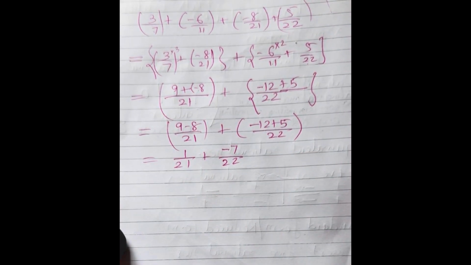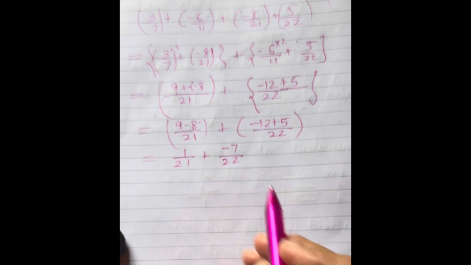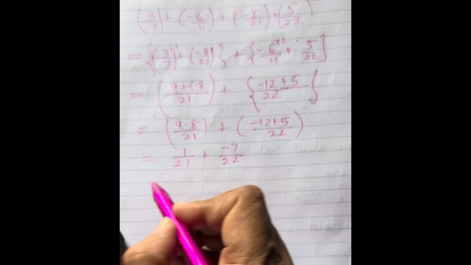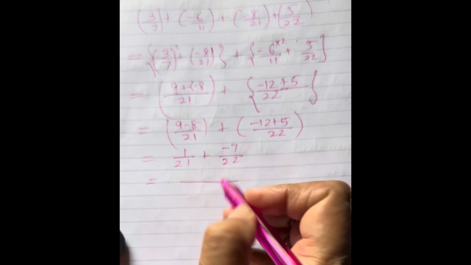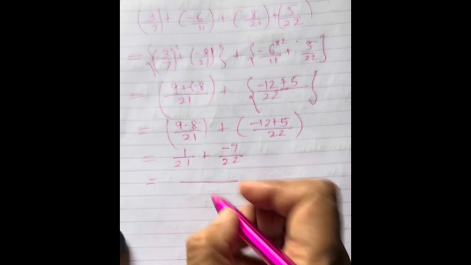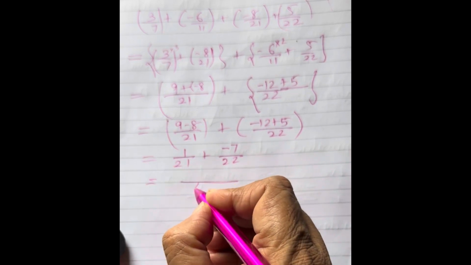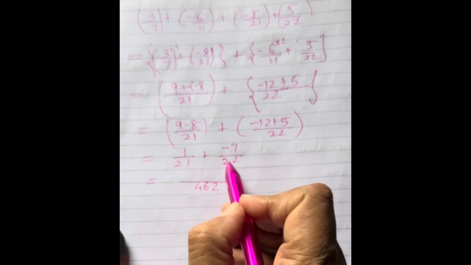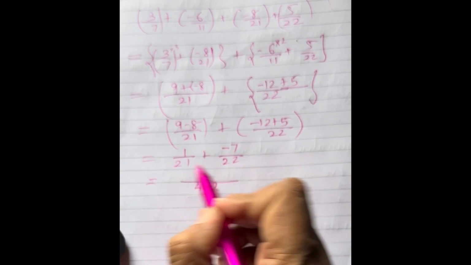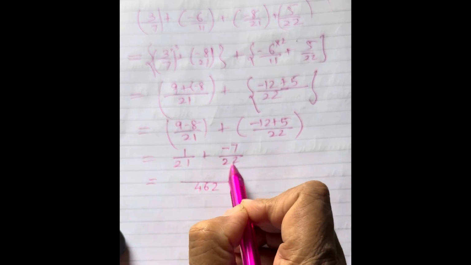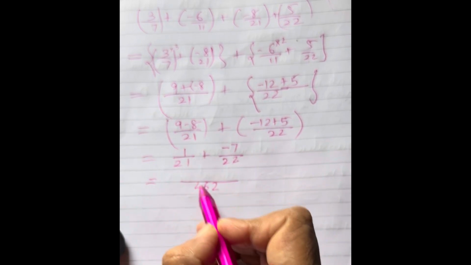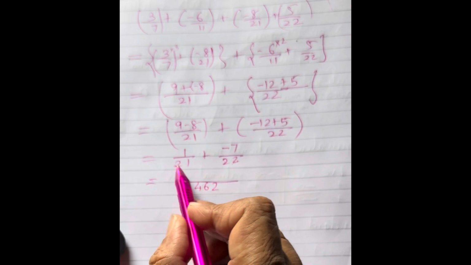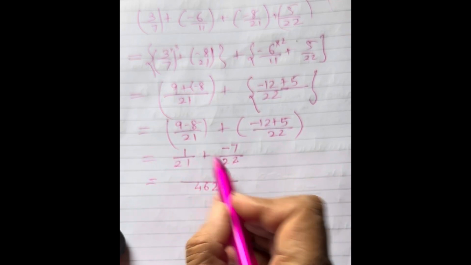Okay. Now you need to just find out the LCM of 21 and 22. Now they do not have any common factor, so their product will be their LCM. So 21 into 22 gives you 462. If both are co-primes, 21 and 22 do not have any common factor, so the LCM would be their product. So you need to just multiply and do cross multiplication.